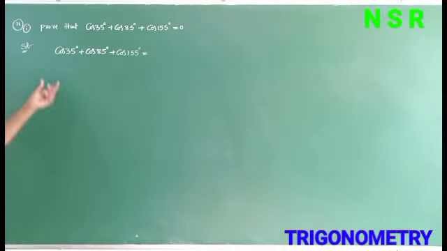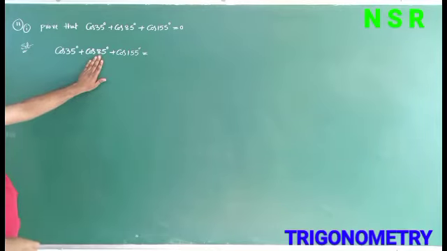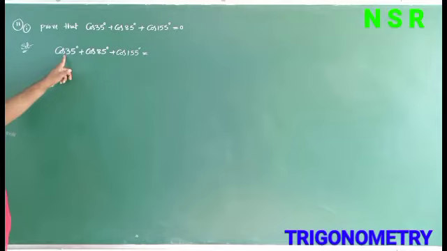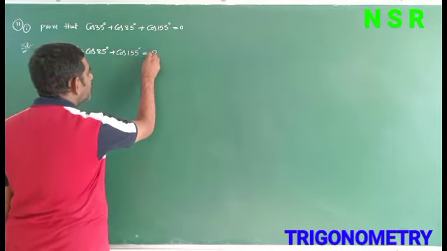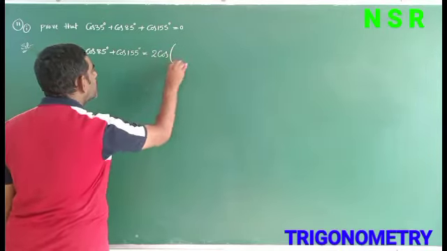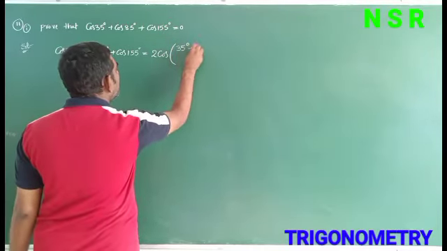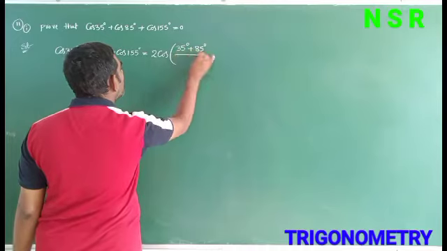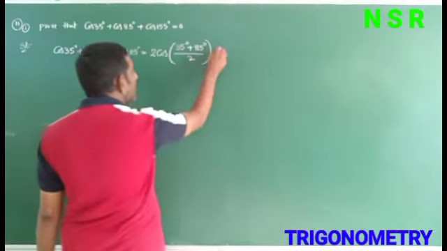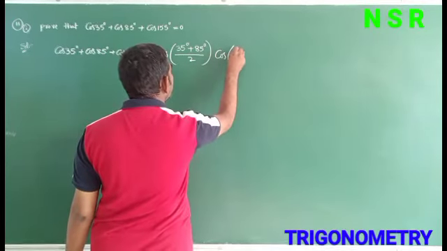So we don't have here the values of cos 35, cos 85 and cos 155. So for cos 35 plus cos 85, apply the formula cos C plus cos D equal to 2 cos (C plus D) by 2 into cos (C minus D) by 2.